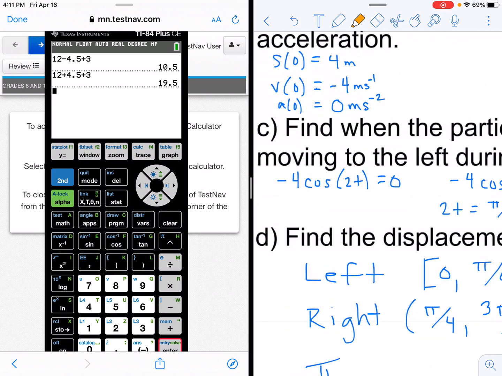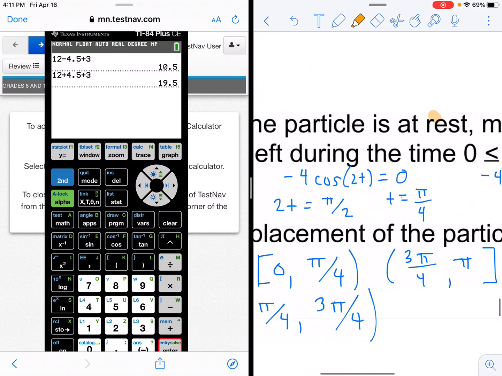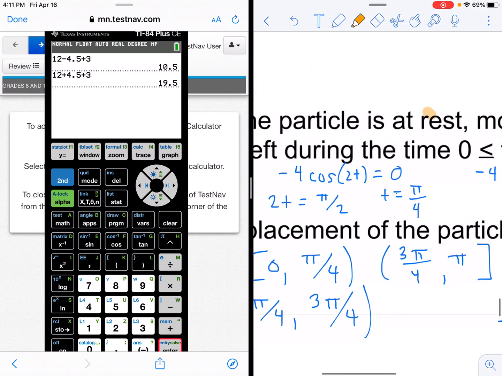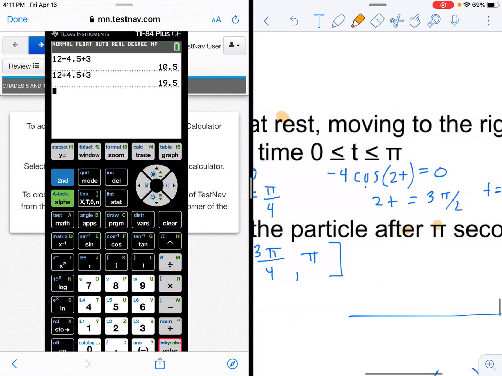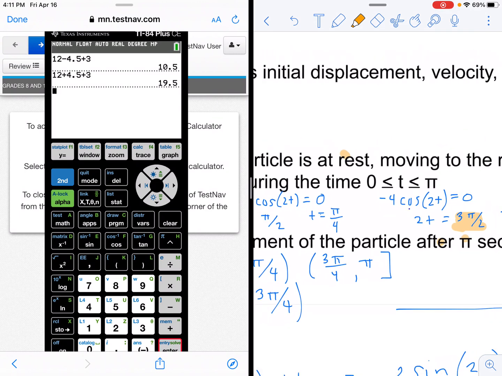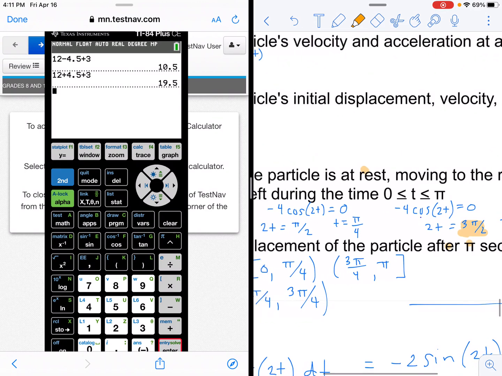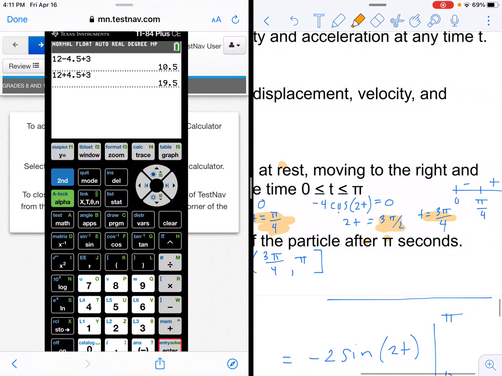So I did that. Divide by negative 4. When is cosine equal to 0? Cosine is equal to 0 at pi over 2 or at 3 pi over 2. So I'm going to set 2t equal to pi over 2 and 2t equal to 3 pi over 2. And then when I solve, I get t equals pi over 4 and t equals 3 pi over 4. Those are the times when the particle is at rest.